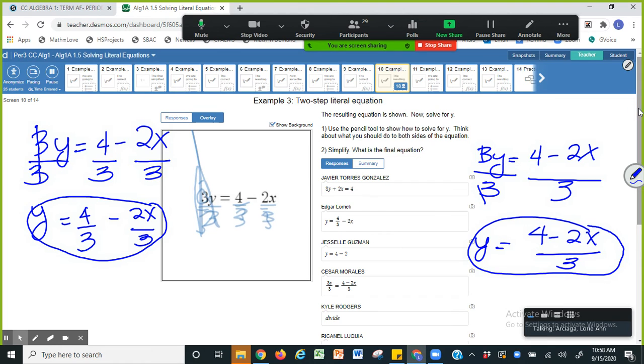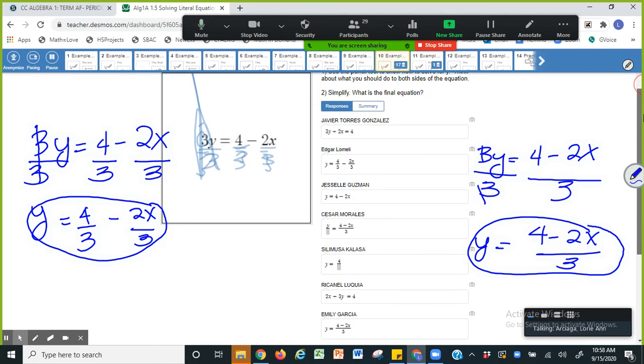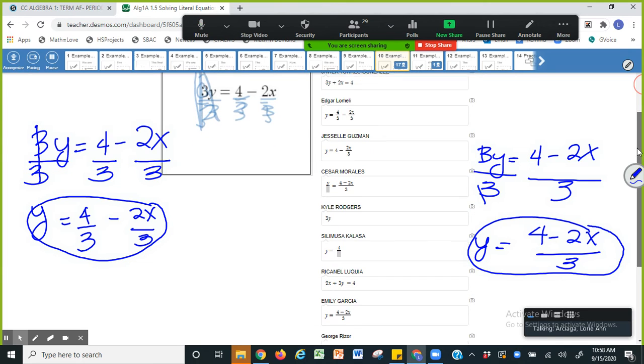Okay, nice one, Caesar. So after that, then you cancel the 3 from the left-hand side. So the 3y over 3, Caesar, just delete the two 3's there because they just turned to 1. Nice one, Edgar. Okay, Giselle, you just missed the 3 at the bottom, but that's a good start.